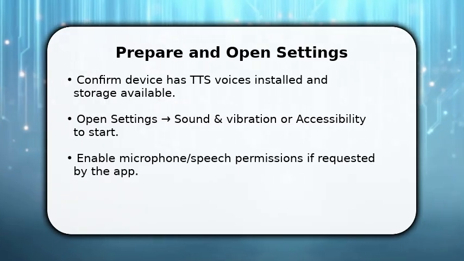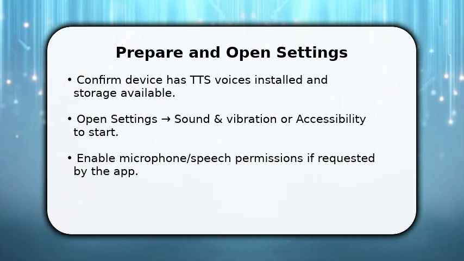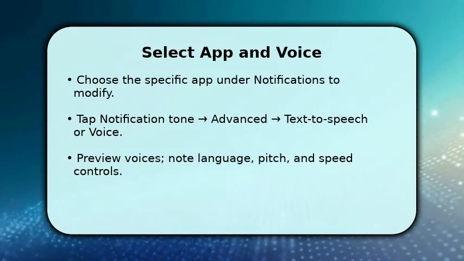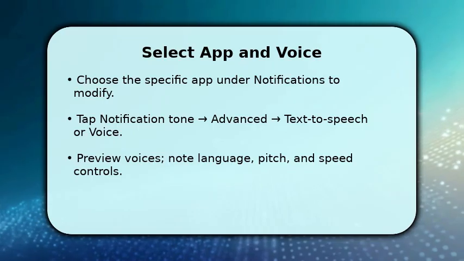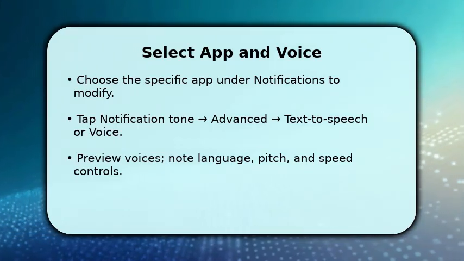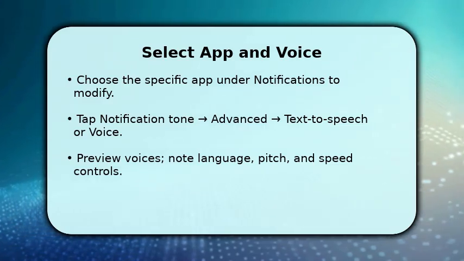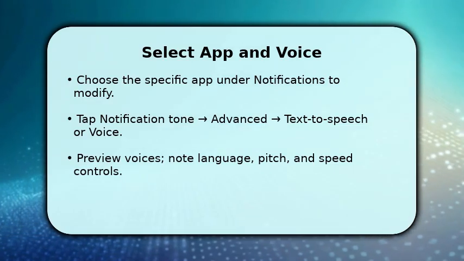Make sure any system TTS engine is selected as default, so the notification voice can be changed. Now pick the app you want to change and open its notification settings. Once there, tap Notification Tone or Advanced Settings, then find Text-to-Speech or Voice selection. You'll see a list of installed voices and engines.